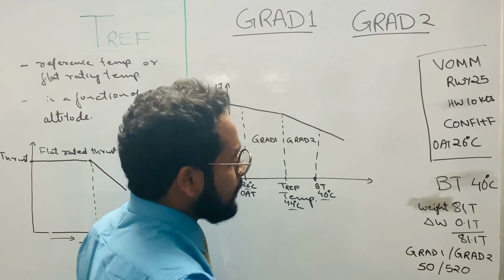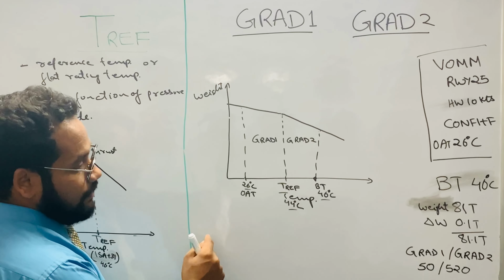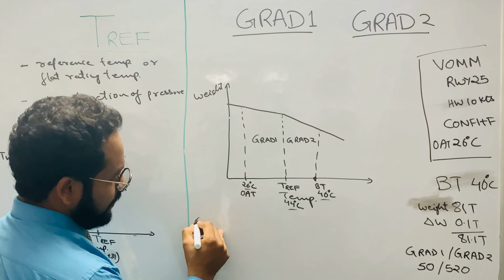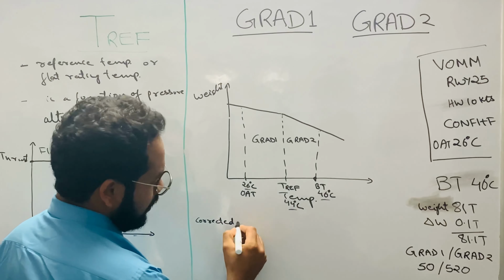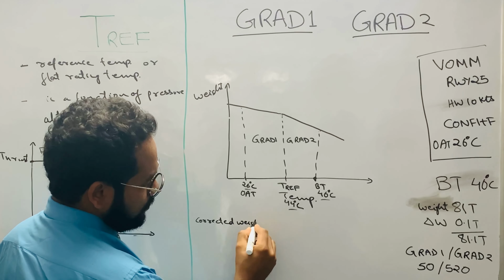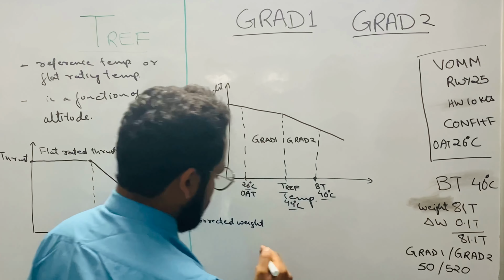So how do you apply this? Let us see the calculation here. How much was our corrected weight? Our corrected weight, which we got for 46 degrees Celsius, was 81.1 tons.